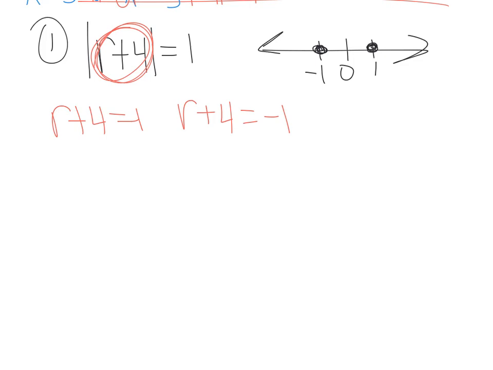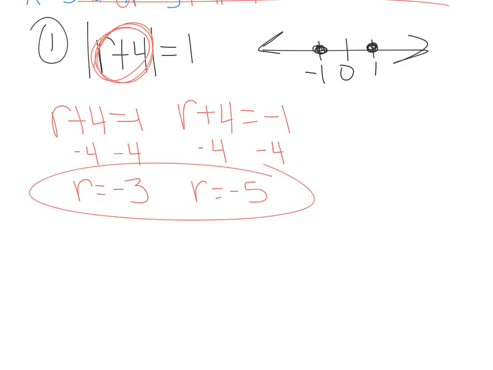Okay, once you set up this, then most of them are going to be solving a 1 or 2 step equation. So for the first one, r plus 4 equals 1. If I subtract 4 from both sides, I would have r equals negative 3. And for the other one, if I subtract 4 from both sides, r equals negative 5.